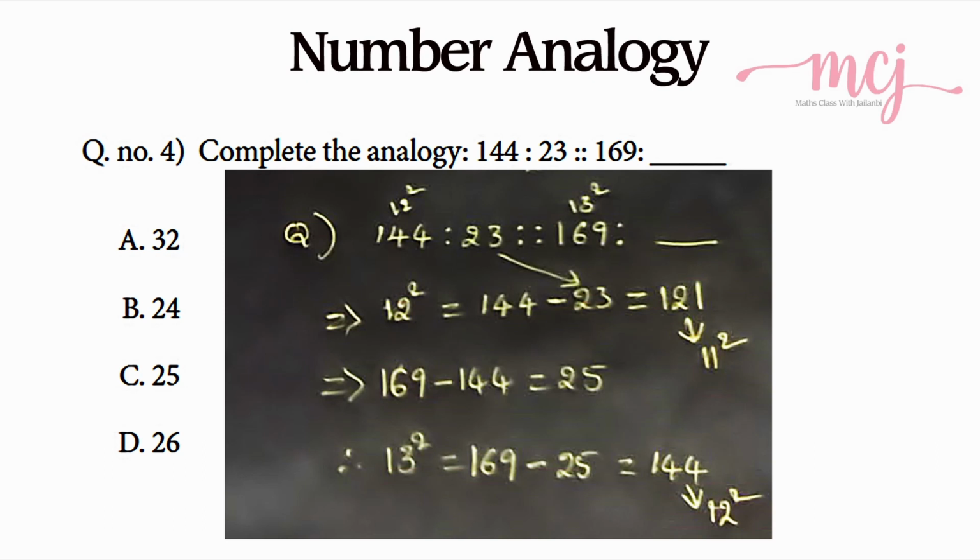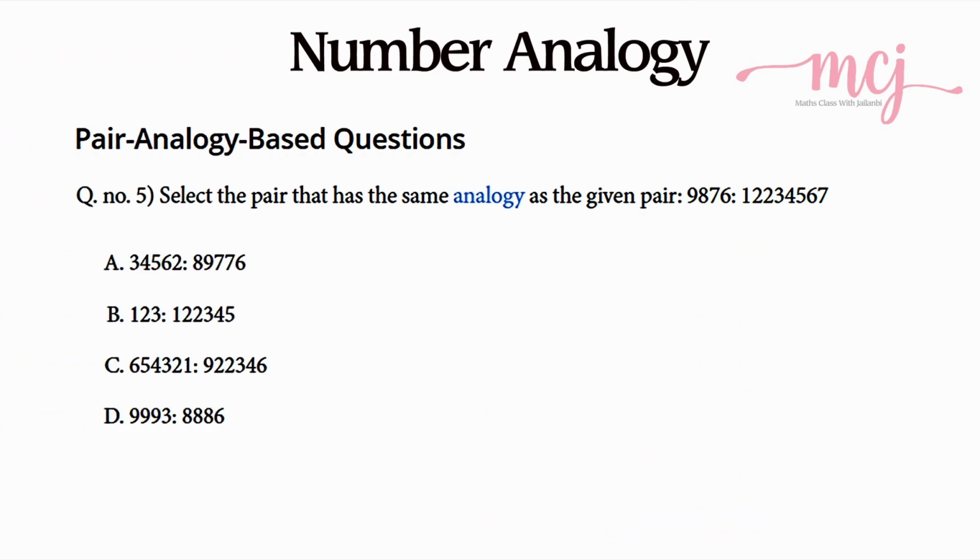Let us try and see an example where you will be asked to guess a pair based on a given pair. Pair analogy based questions. Here I have an example. Select the pair that has the same analogy as the given pair. 9876 is to 1223457. It's a very large number, right?